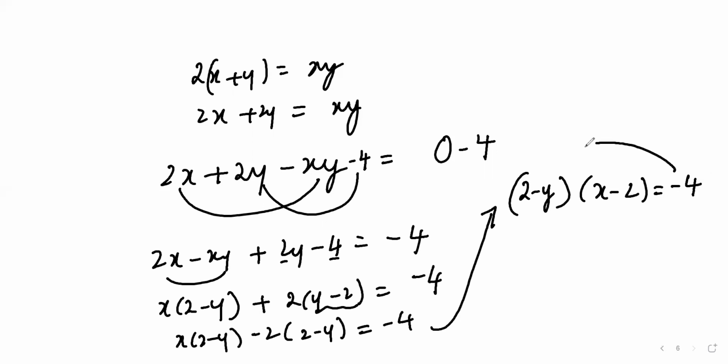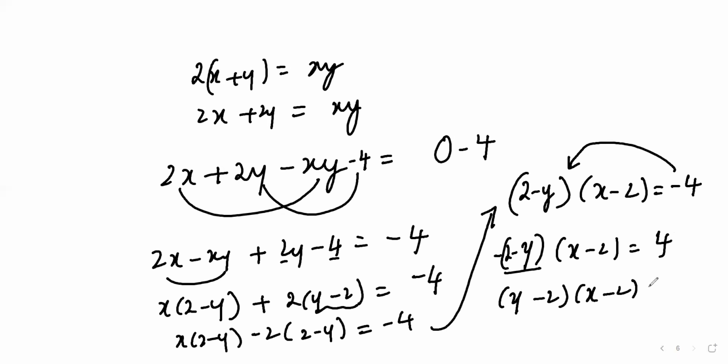So you transpose the negative here. It becomes minus 2 minus y into x minus 2 is equal to plus 4. And this minus goes in and becomes y minus 2 into x minus 2 is equal to 4. See, now introduction of this negative 4 on both sides will help us in giving me this form where I can do a little analysis. See, now y minus 2 into x minus 2 is 4.